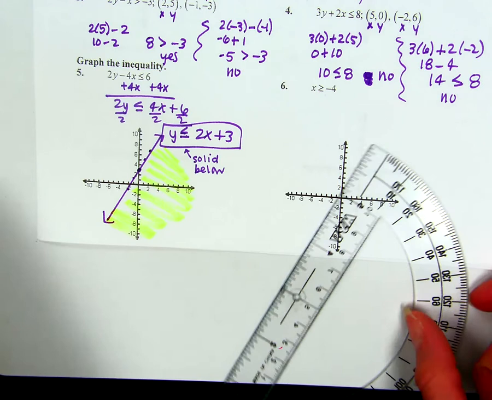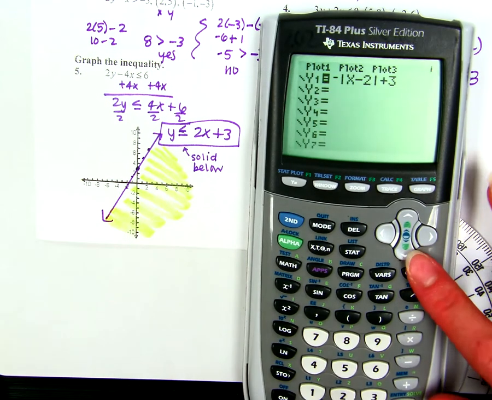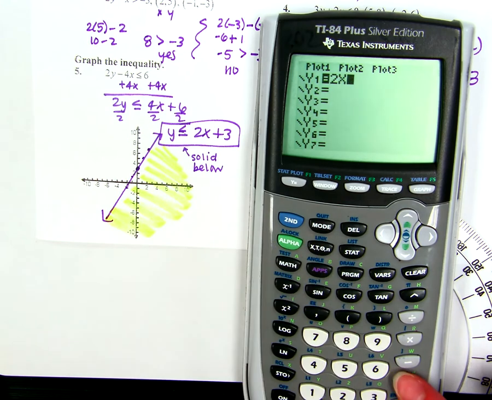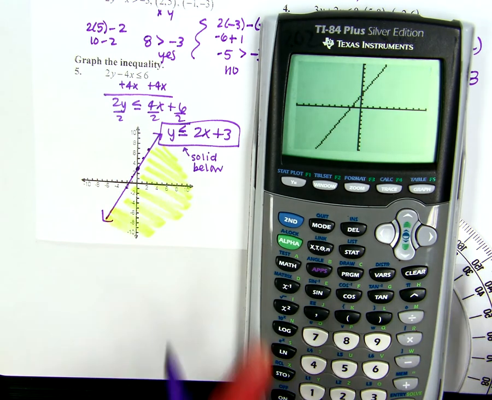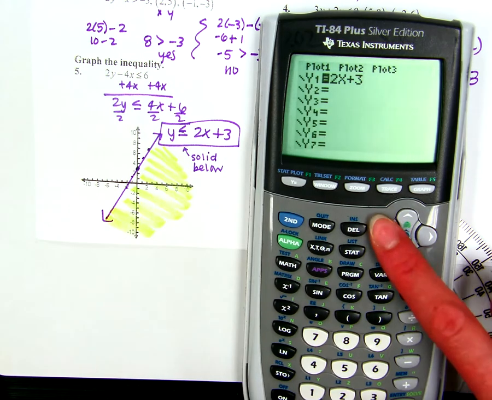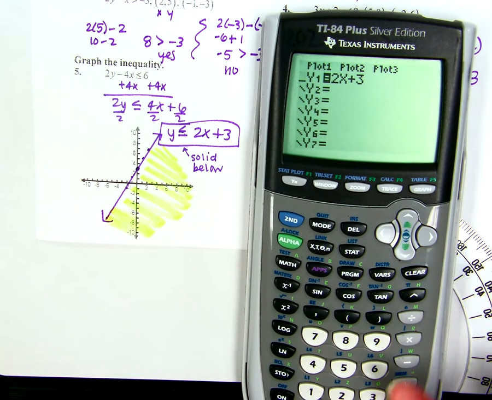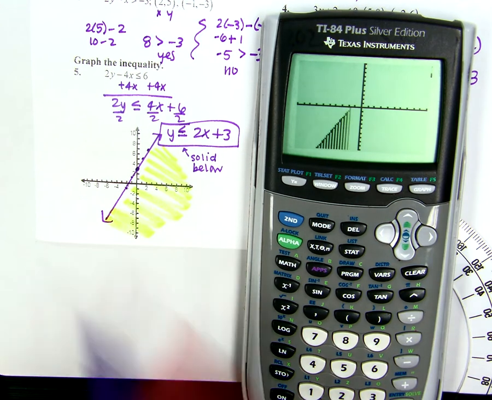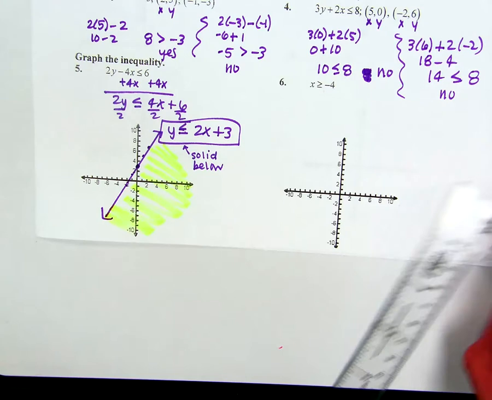Then we're all done. If you want, you can check on your calculator. You can go to y equals, and my equation is 2x plus 3. Here's just the line itself. If you want your calculator to do the inequality part, move over to the left and hit enter until it shades below, and then hit graph. And then that should graph the same way that you have here. You don't have to do the checking on your calculator.